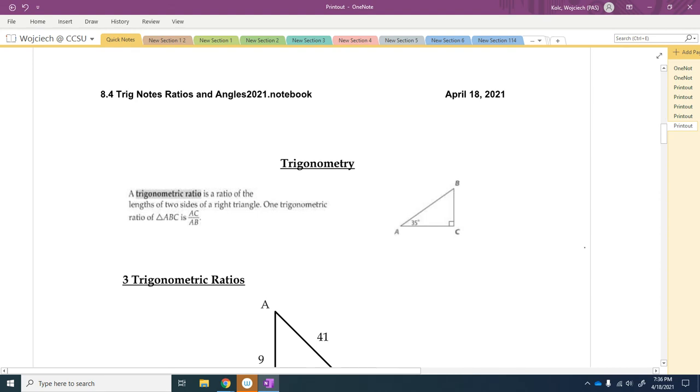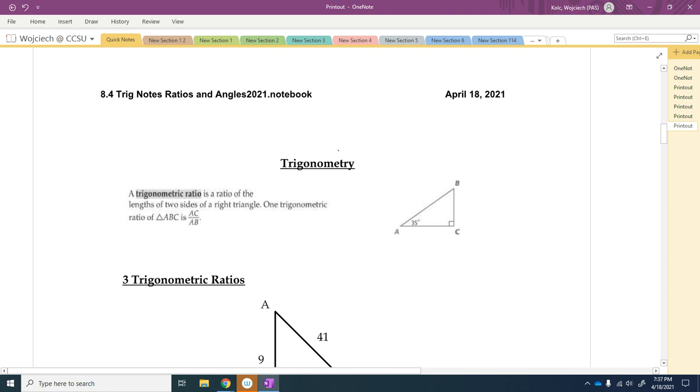Hello students, welcome to section 8.4, and today we'll officially introduce trigonometry. What I'm asking you to do is to watch the video, take good notes, and then answer a few questions. So what is trigonometry?